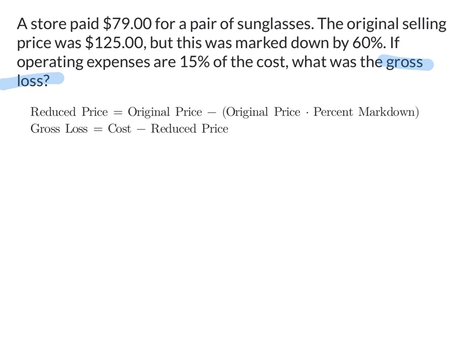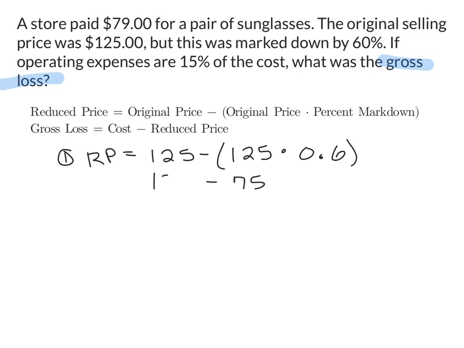So first we'll find the reduced price, and again, this is the same as what we did in the last problem. So reduced price doesn't change. It's still the original price, which is $125, minus the 125 times the percent of markdown, which is 60%, or 0.6. We'll do the calculation in parentheses first. So 125 times 0.6 gives you 75. And then 125 minus 75 is 50. So the reduced price is $50.